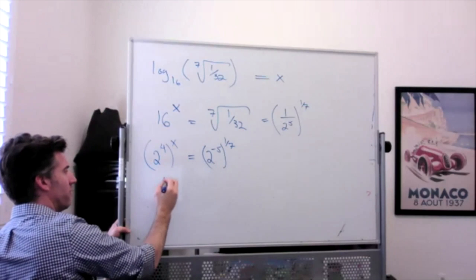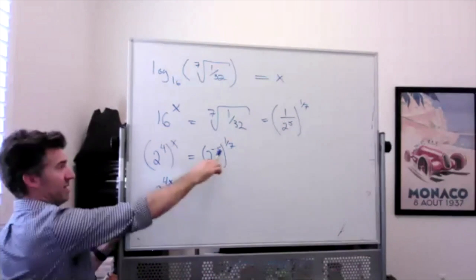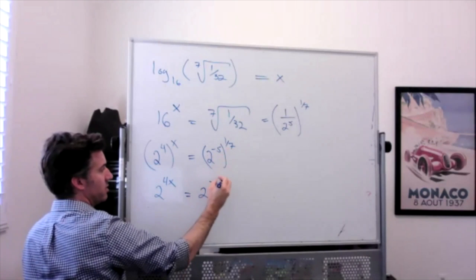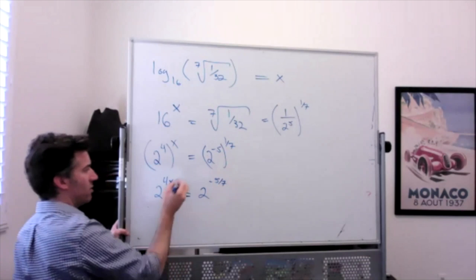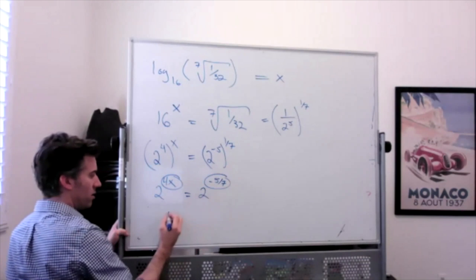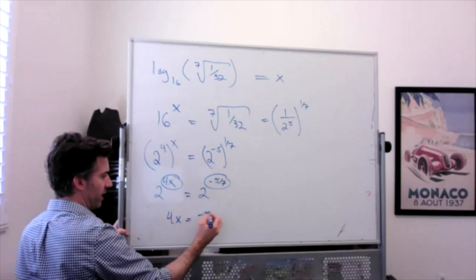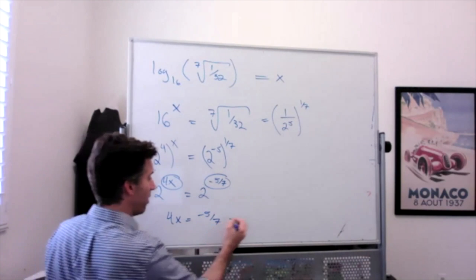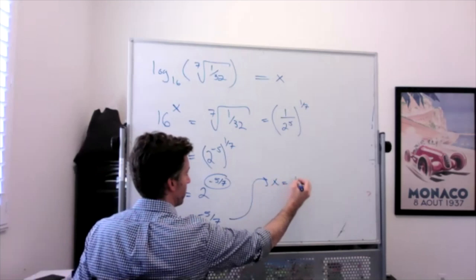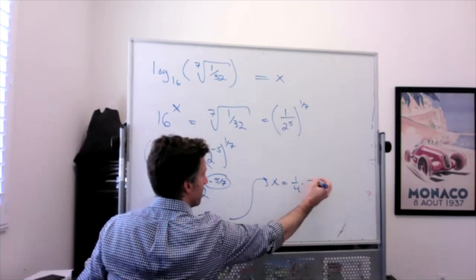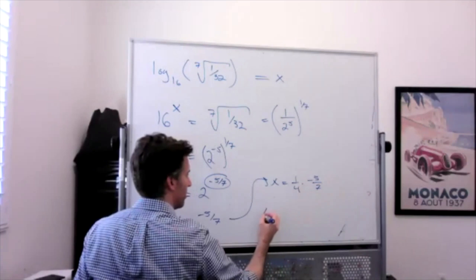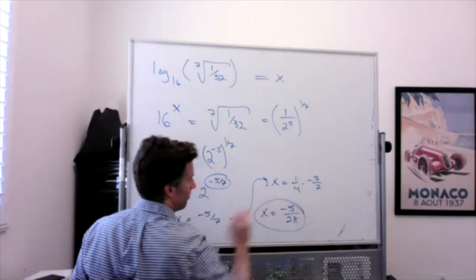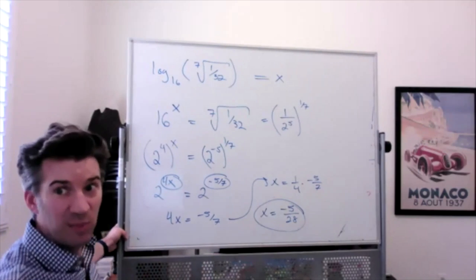On the left side, I'm going to multiply those powers. So I get 2 to the 4 times x. On the right side, I'm going to multiply those powers. And I get 2 to the -5 times 1/7 is -5/7. Those have to equal each other. So 4x equals -5/7. Divide both sides by 4, or multiply both sides by 1/4 to get that x is equal to 1/4 times -5/7. So x equals -5 on top, 28 on bottom. And that's what the answer to this particular question would be.